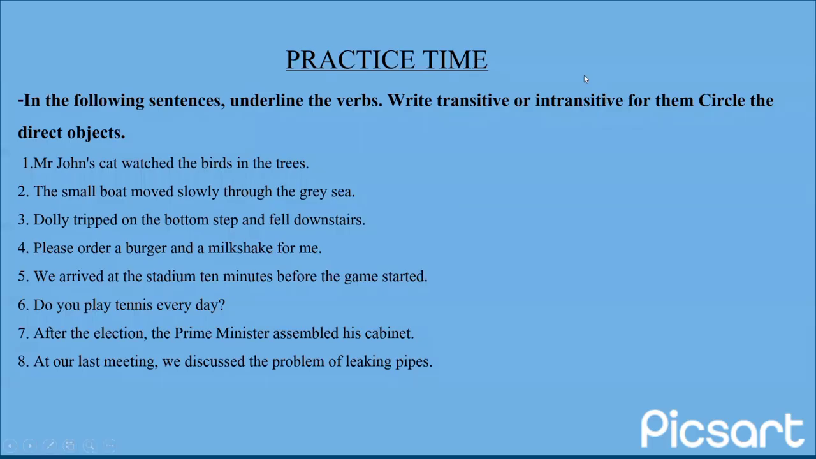So here is the practice time assignment, students. In the following sentences, you have to underline the verbs, write transitive or intransitive for them, and circle the direct objects. There are 8 sentences. Number 1, Mr. John's cat watched the birds in the trees. Number 2, the small boat moved slowly through the grey sea. Number 3, Dolly tripped on the bottom step and fell downstairs. Number 4, please order a burger and a milkshake for me.